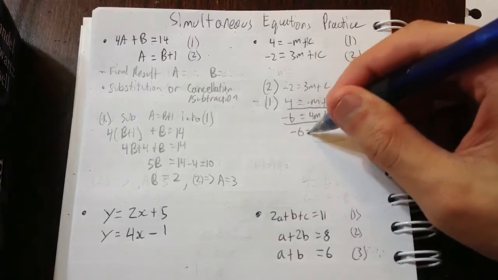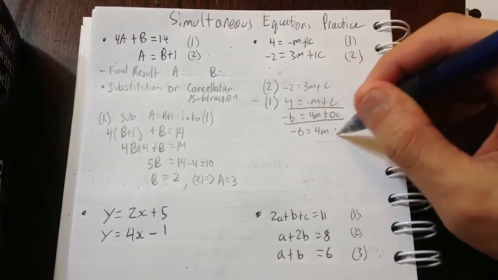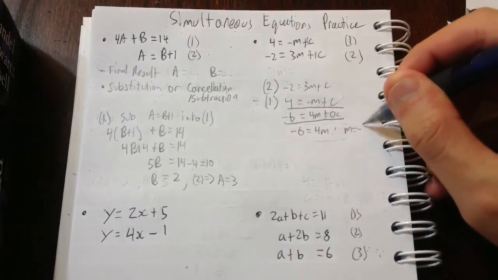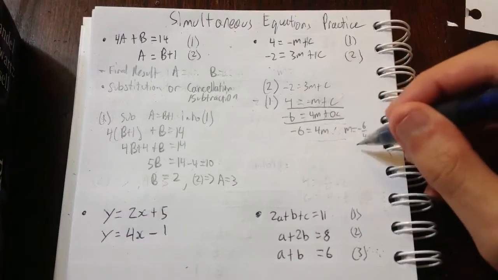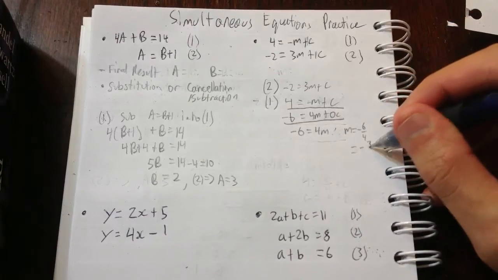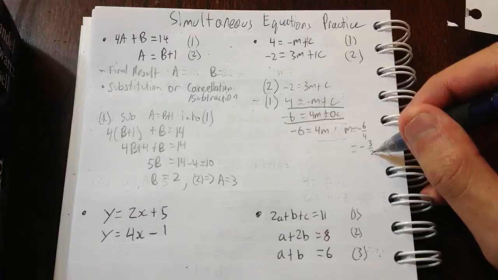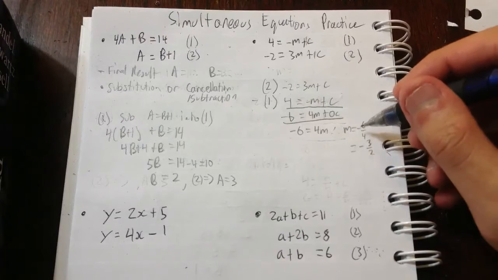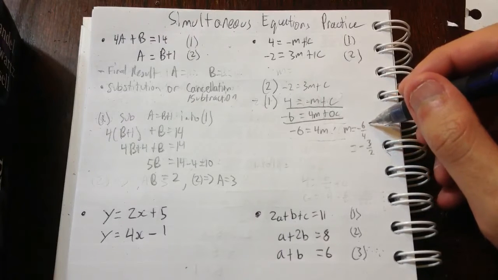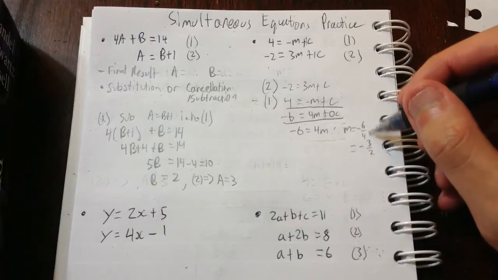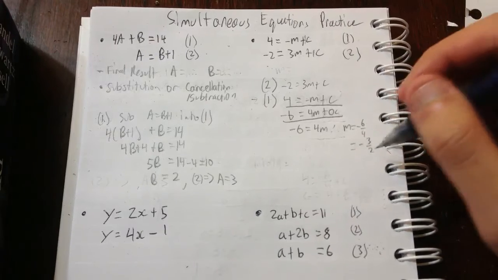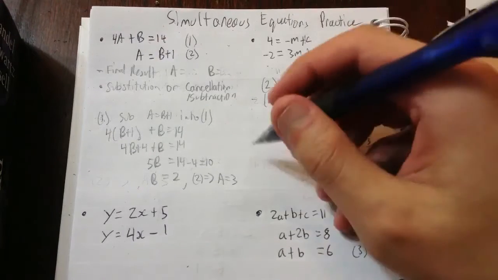So we know minus 6 equals 4m. Therefore, m equals minus 6 on 4. And for those of you who want to simplify, we can cancel the 2's out and it becomes minus 3 on 2. Minus 6 on 4 is 2 times 3 over 2 times 2, so we can cancel the 2's. Minus 3 on 2. Now we just need to sub it back in to 1.